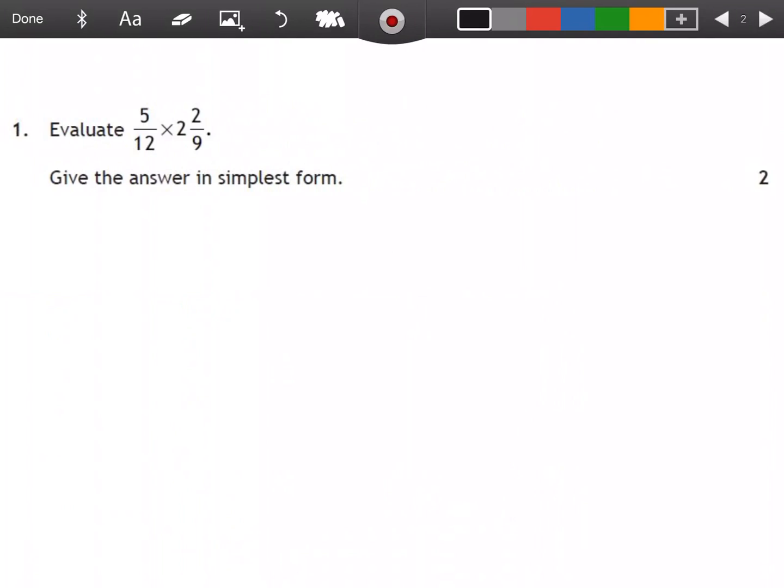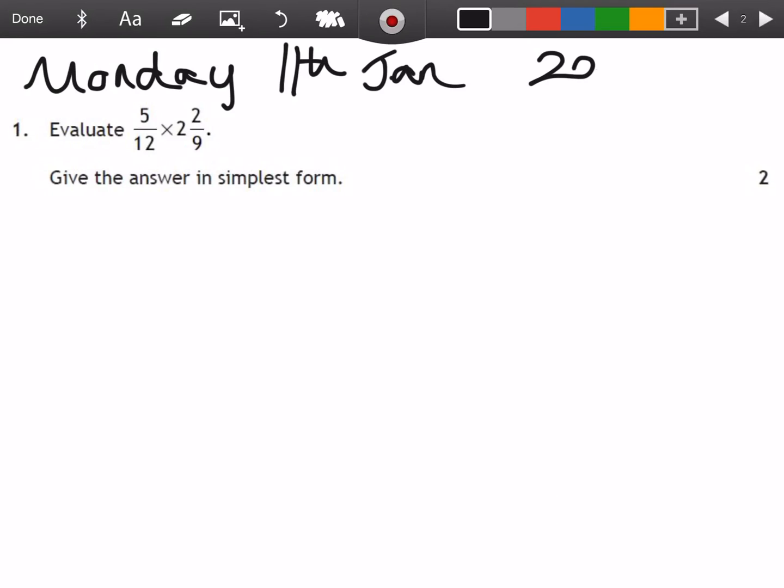Right, okay, so as I said, this is the 2014 National 5 Paper 1, so no calculators allowed. So this is Monday the 11th of January. Oh, your writing goes really strange when you've not been writing for a wee while. Monday the 11th of January. And this is the 2014 Paper 1.